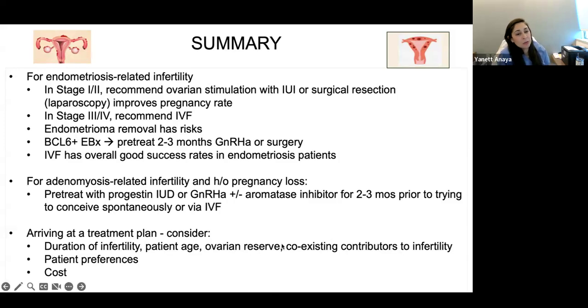As far as patients with adenomyosis and a history of pregnancy loss, we may pre-treat patients with a progestin intrauterine device or GnRH agonist plus or minus an aromatase inhibitor for 2 to 3 months prior to trying to conceive or prior to IVF. One of the things that we often see is endometriosis coexists with adenomyosis. And so one of the things is putting together a treatment plan for the patient that can help treat both of these diseases. But before planning what the right treatment is for the patient, we do have to consider other factors involved.